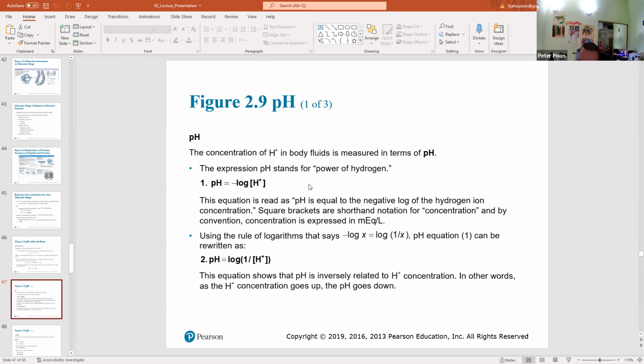So, the definition of pH: it should be potential of hydrogen, not power. pH is equal to the negative log of the H plus concentration, or written another way, pH is equal to the log of 1 over the concentration of H plus. These two are equal expressions. In other words, when you have 10 times the amount of hydrogen, you decrease your pH by 1. So something with a pH of 2 has 10 times the hydrogen ions as something that has a pH of 3, which has 10 times the hydrogen ions as something that has a pH of 4.